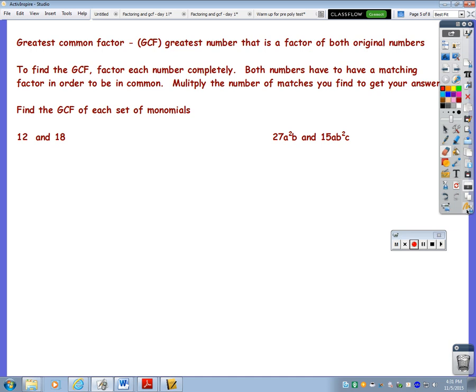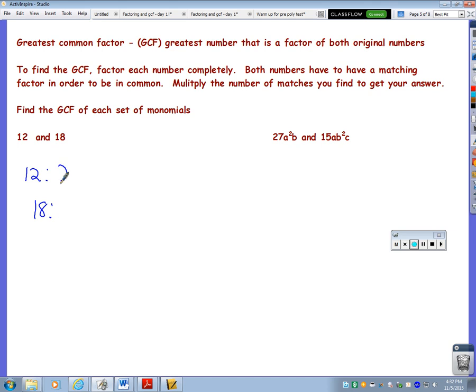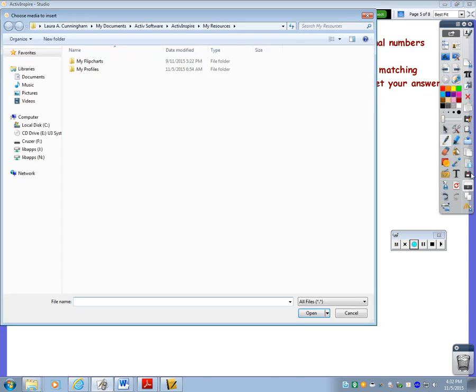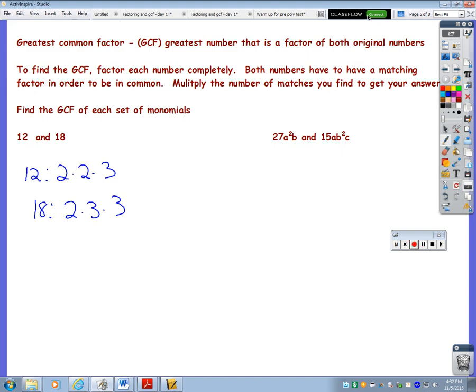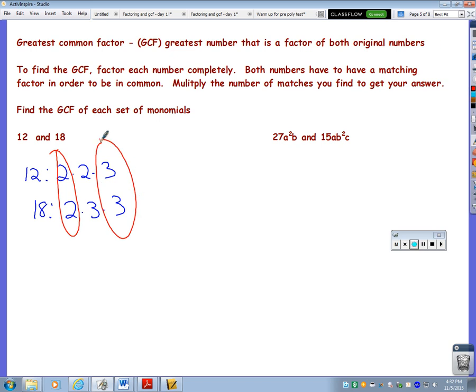So 12 and 18. The first thing we're going to do is find the prime factors of 12, which we did on the previous page of notes. So we're going to go 2 times 2 times 3. We already did our factor tree. And now we're going to circle the common factors. So here the greatest common factor of 12 and 18 is 2 times 3, which is 6. So you see how that works?